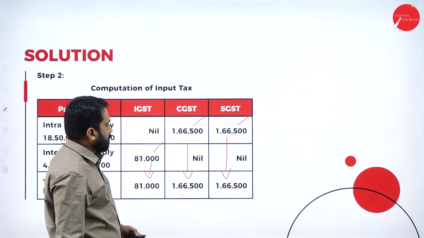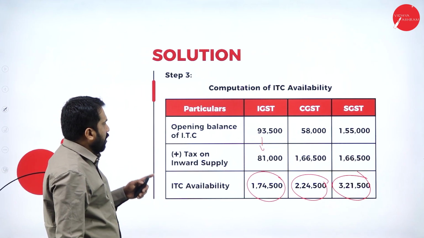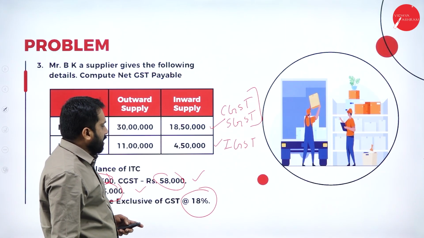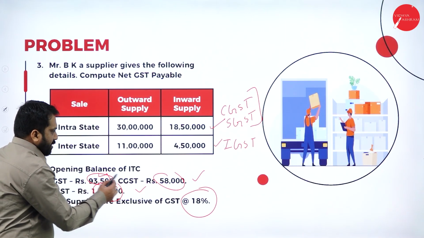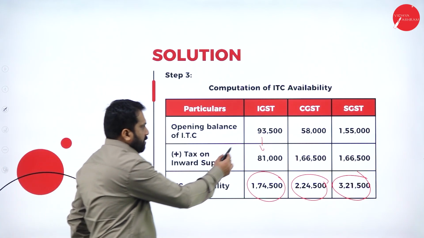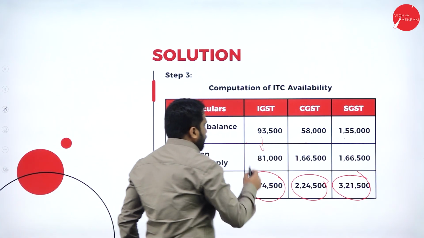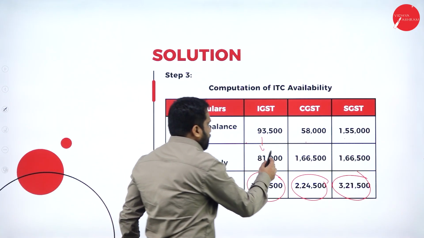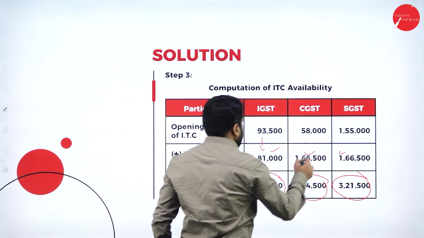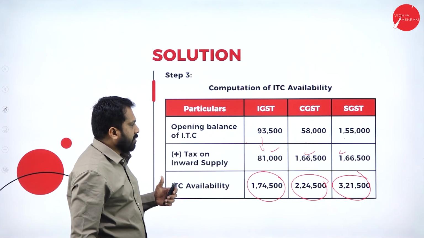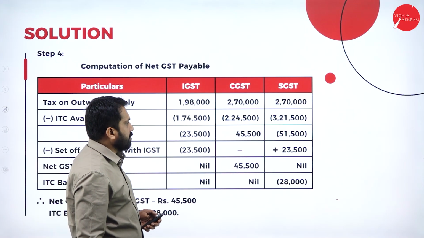198, 270, 270. All the calculation, opening balance already you have. Opening balance given in the question. See, 93, 58, 155. 93, 58, 155 minus tax on inward supply 81, 166, 166. When you minus, you will get all this calculation. Hope you are clear. Yes.